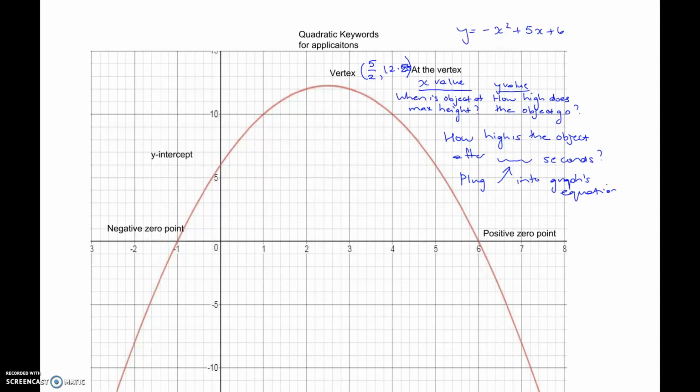Now, if we've got these practical ones, most likely these are going to have time on the horizontal and maybe height on the vertical or distance. Let's look at what we could be asking ourselves at the 0 point, at the +0 point. This would answer the question, when does the object hit the ground?